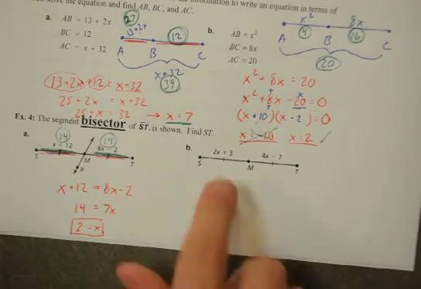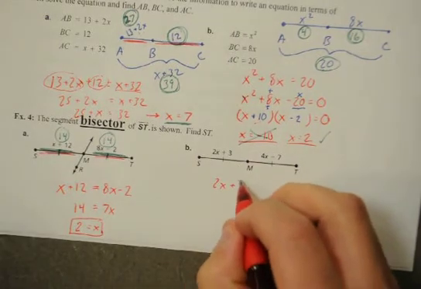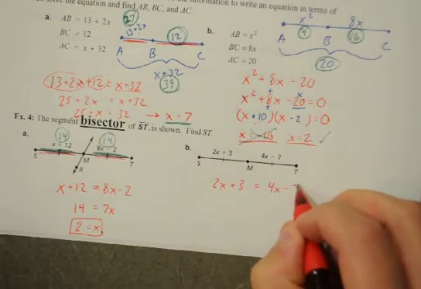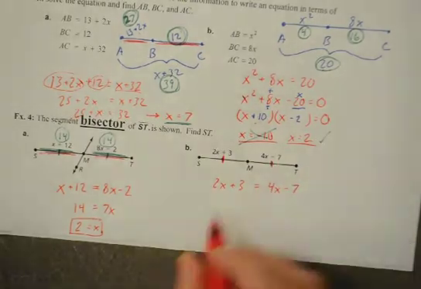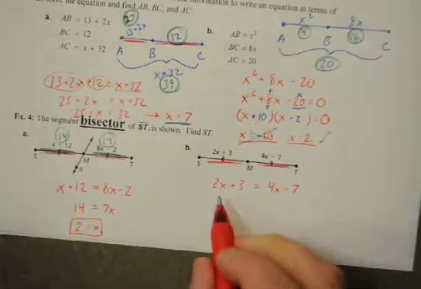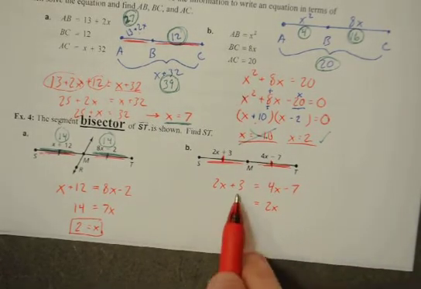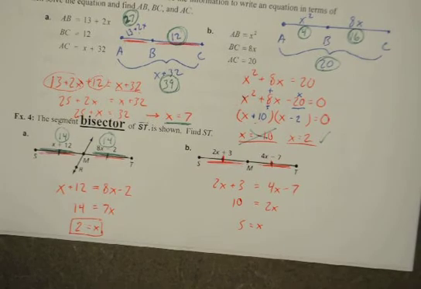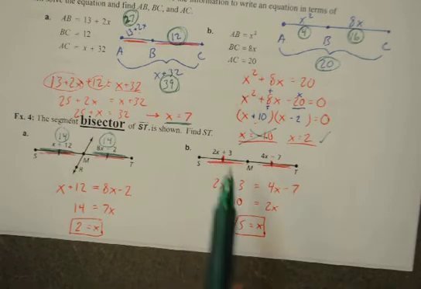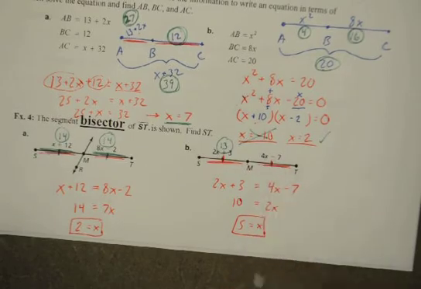Alright, next one. Pause the video, see if you can figure out what x is. And we're back. The equation is 2x plus 3 is equal to 4x minus 7. And the only reason I can use the equal sign is because that's a bisector, and this piece is equal to this piece. This side here is the same as this side. So you do your algebra, subtract the 2x, take this negative 7 and add it over there, take the 2 and divide it, and we check our work. Plug in 5. 5 times 2 is 10. 10 plus 3 is 13. 5 times 4 is 20. 20 minus 7 is 13.